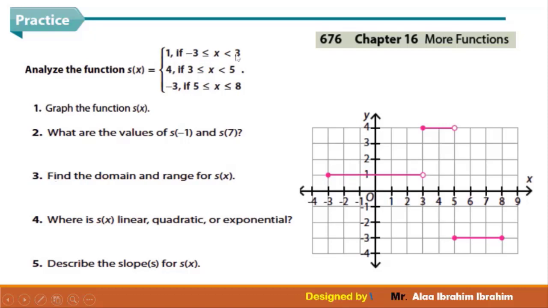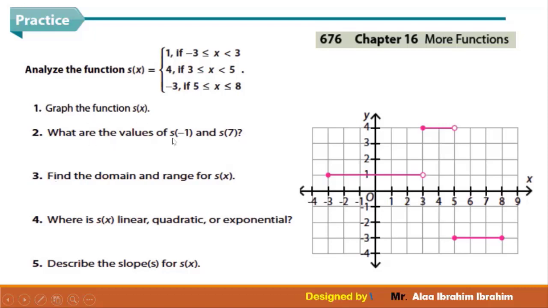But here closed, here open. This is the first one. Here 3, 4 closed, 3, 4 closed. And the second one, 5, 4, 5, 4, open, and connect. All of them are line segments, right? And all of them are horizontal. So we can discover something. He asked me about something I discovered, I know now.